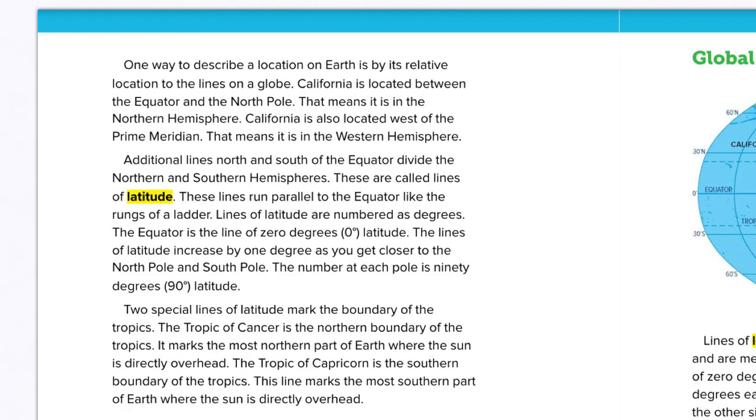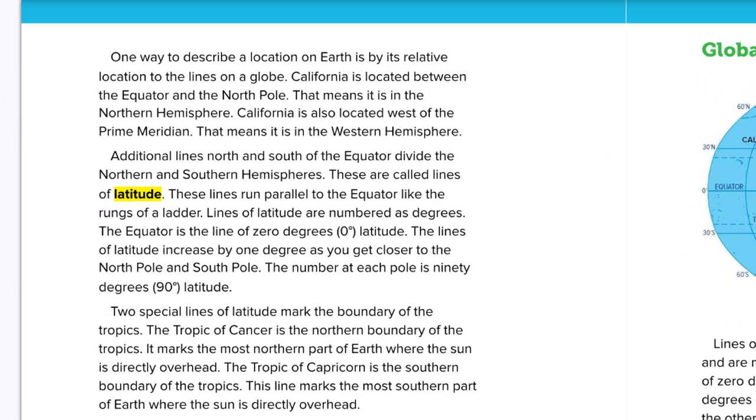One way to describe a location on Earth is by its relative location to the lines on a globe. California is located between the equator and the North Pole. That means it is in the northern hemisphere. California is also located west of the prime meridian. That means it is in the western hemisphere.